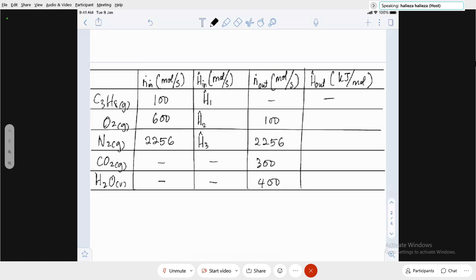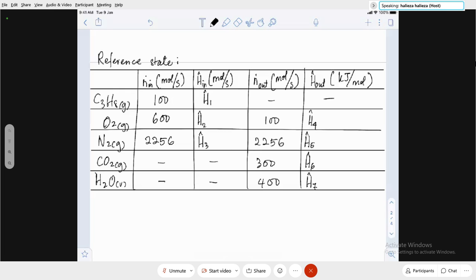So we're going to find the specific enthalpies for oxygen, H4, nitrogen, H5, carbon dioxide, and lastly for water vapor. Just like I mentioned just now, your reference state is not going to be the same as when we were doing it using the heat of reaction method.